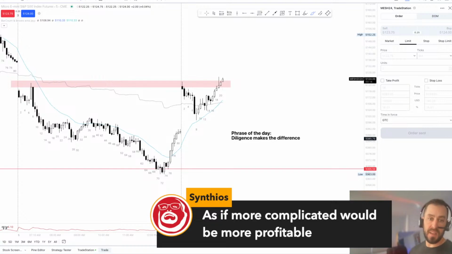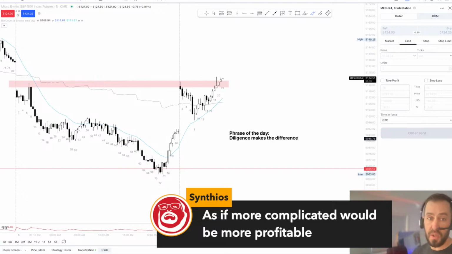As if more complicated would be more profitable. I just love that, man. I'm just going to leave that up for a minute. That is just a very astute observation there. Bulls getting another strong close.